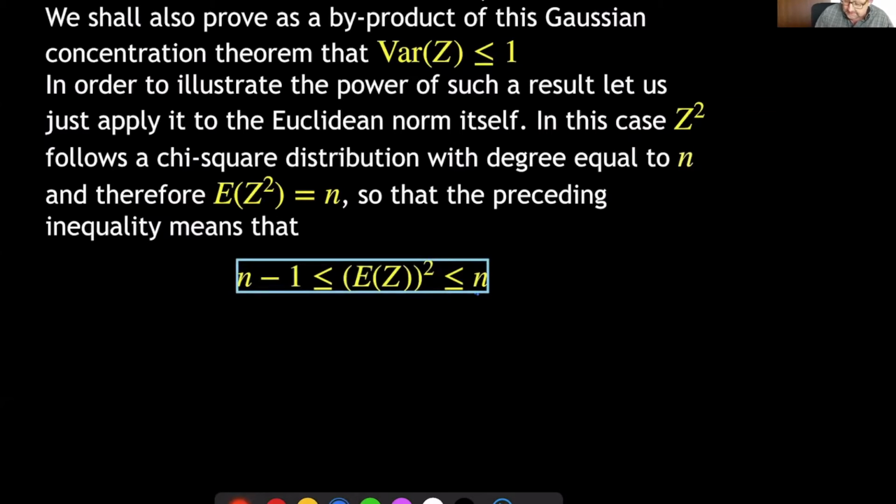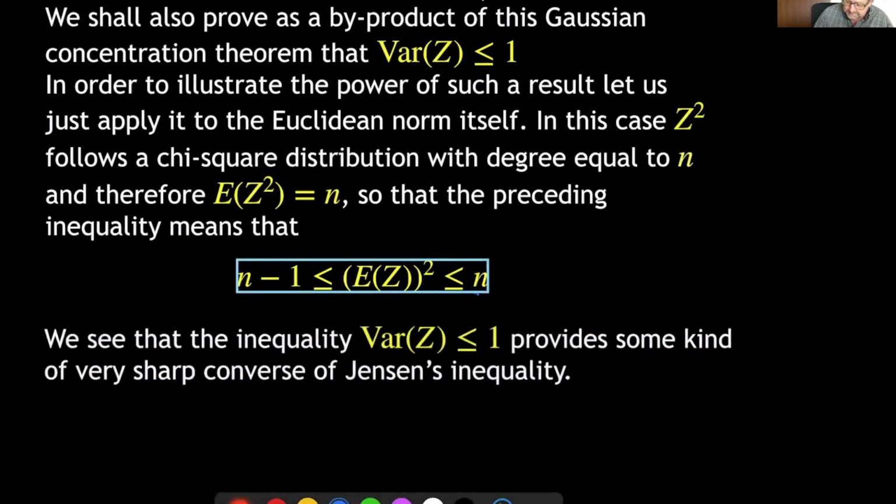So you see that this inequality is very sharp, and in some sense, it is some kind of converse here. This inequality is a converse of this one, which is merely Jensen's inequality. So you see that in this case, the concentration result, which is the control on the variance here, provides you some sharp converse of Jensen's inequality.